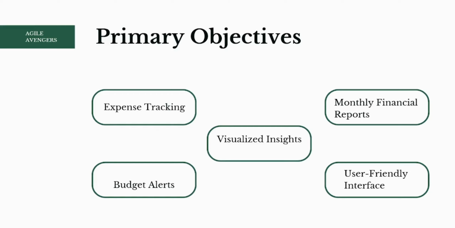Some of our primary objectives: we are trying to develop a robust system to categorize and track expenses seamlessly. We also aim to provide clear visualizations, including charts and graphs, to help users identify spending trends. The application also generates detailed monthly reports for users to analyze their financial health. We have also implemented alerts to notify users of overspending or nearing budget limits. We have used user-friendly interfaces to ensure the app is accessible and easy to navigate for users of all tech proficiencies.